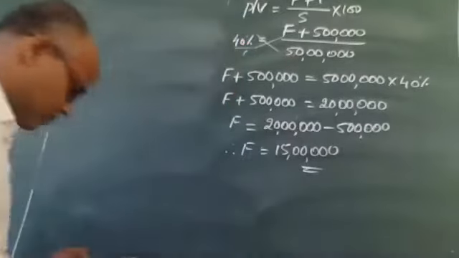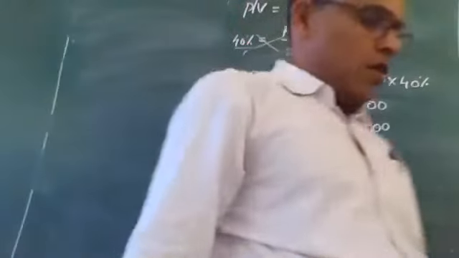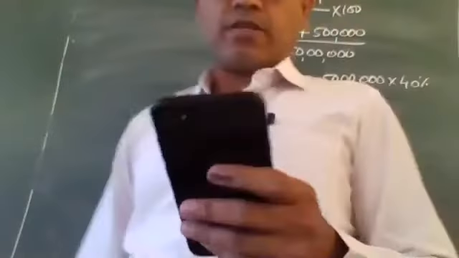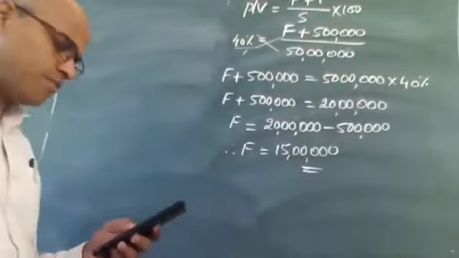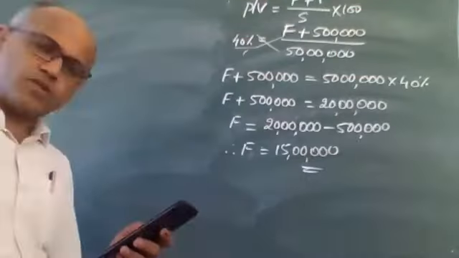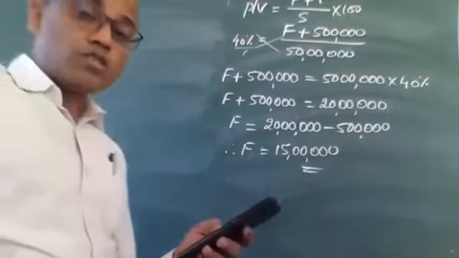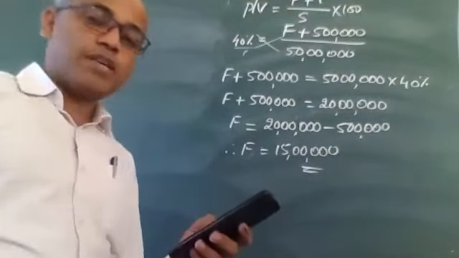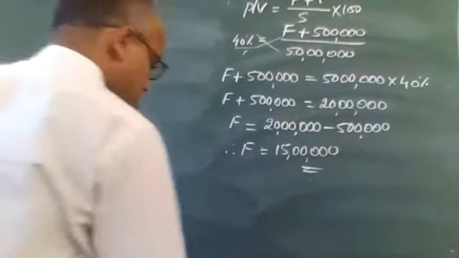Look at number 9. The question number 9 is given as: calculate break-even point from the following particulars. Fixed expenses is 3 lakhs. Variable cost per unit is 16, selling price per unit is 21. A very simple question, guys.